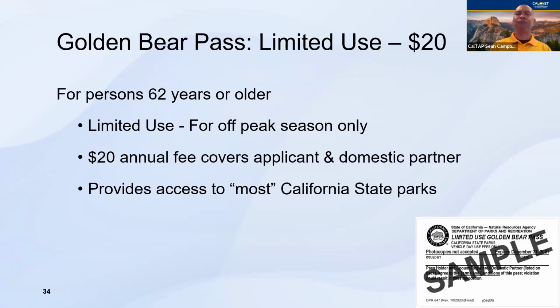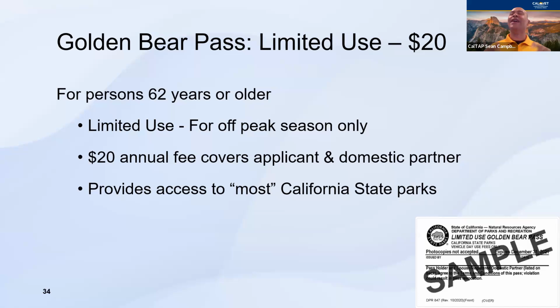And then this pass right here is a limited use pass for off-peak seasons only, and the $20 annual fee actually covers the applicant and a domestic partner. This is called the Golden Pair Limited Use Pass, and it provides access to most California state parks. Again, there's 280 parks, so I want to make sure that I streamline everything.